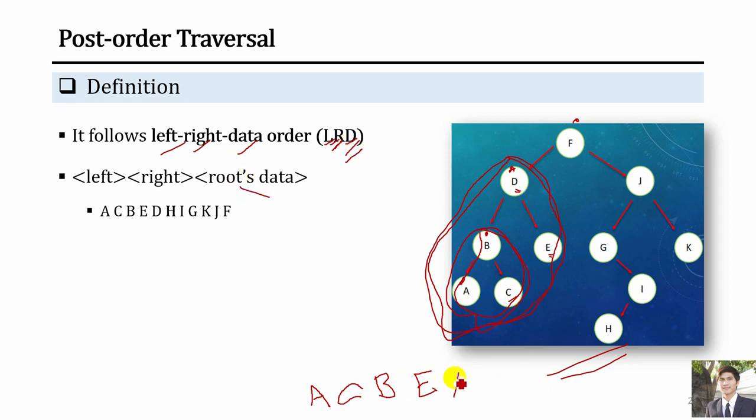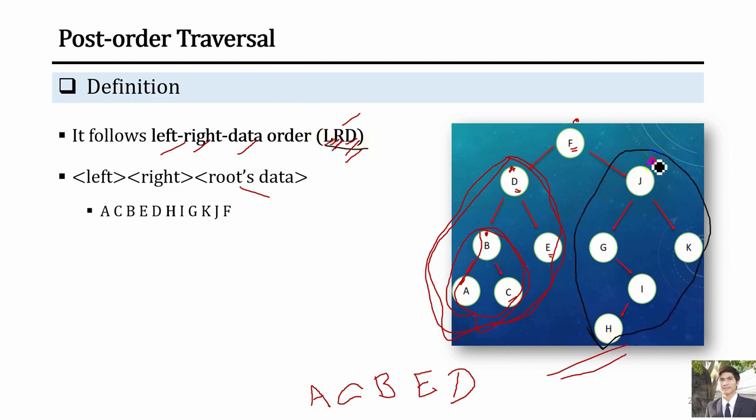After D, because D here is considered the left of F, the root F on the top level, D is the left subtree. So after left, we go right. F is not able to be displayed yet. We need to access this one. So when we consider this subtree on the right, after left, we go right.